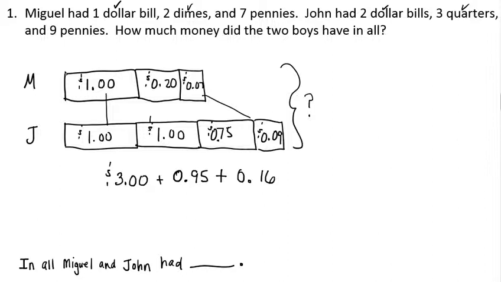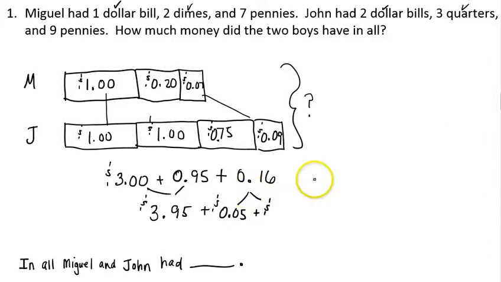And now to add that, let's see, I have $3.95. I'm going to break my 16 cents into 5 cents and 11 cents. By doing that, I can add $3.95, 5 cents more would give me $4, and another 11 cents would give me a total of $4.11. So that's one approach to adding those dollar amounts.